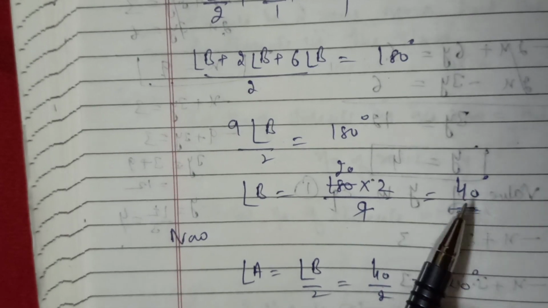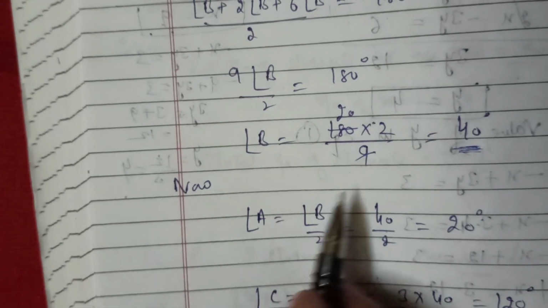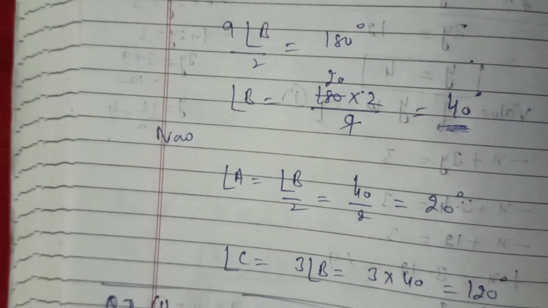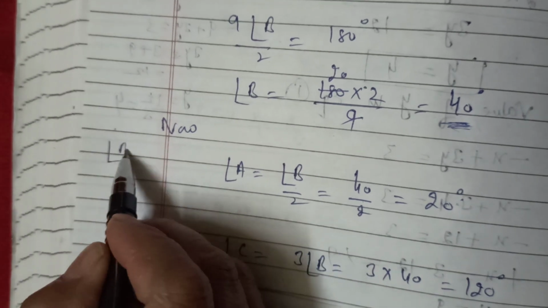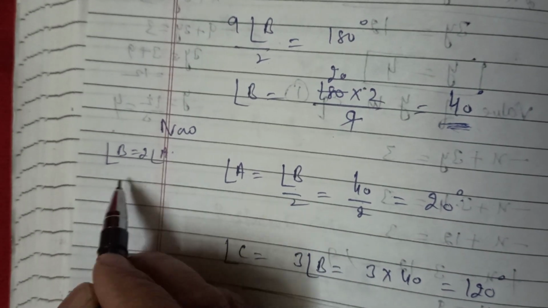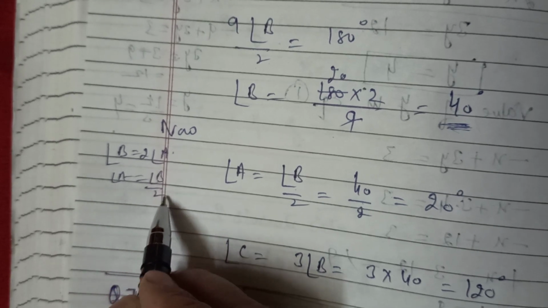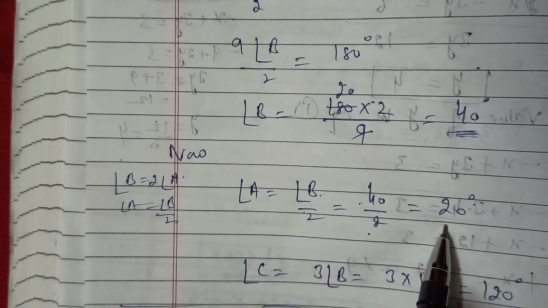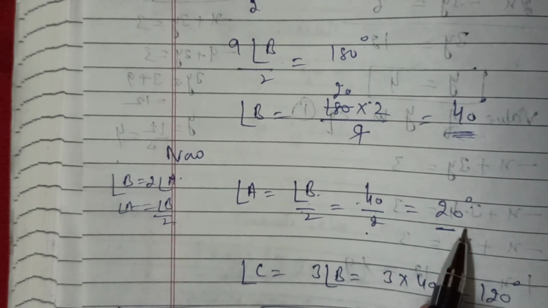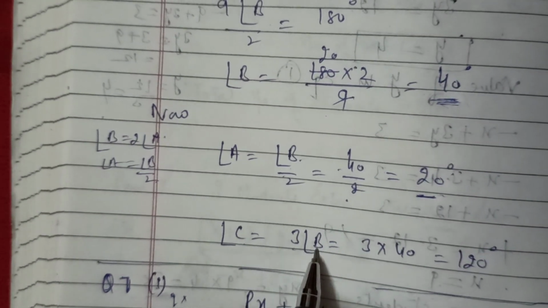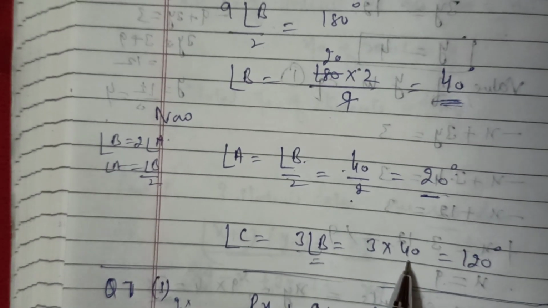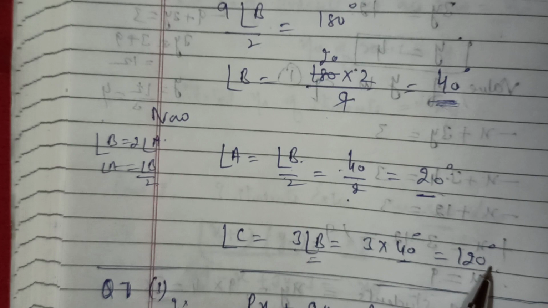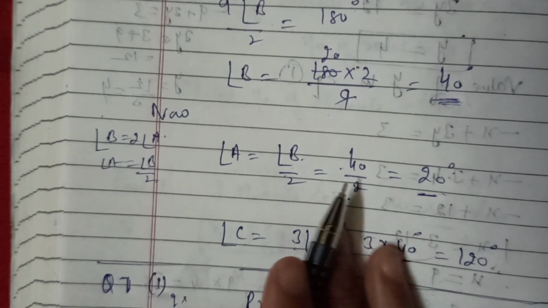Clear? Now you have to find angle A and angle C also. You know angle B was twice of angle A, right? So angle A will be angle B upon 2. Angle B you have taken 40 degrees upon 2, it comes out to be 20 degrees. Similarly, angle C is equal to thrice of angle B. Angle B you have taken 40 degrees, so 3 into 40 degrees comes out to be 120 degrees. So is it clear to you, beta?